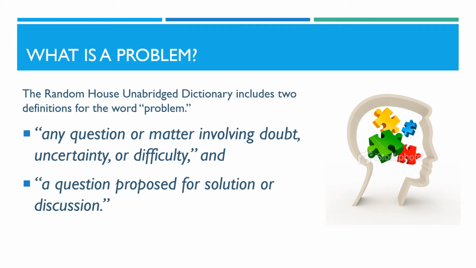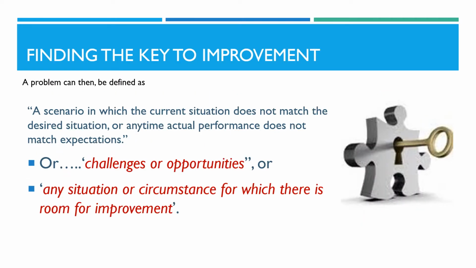The Random House Unabridged Dictionary includes 2 definitions for the word problem: any question or matter involving doubt, uncertainty, or difficulty, and a question proposed for solution or discussion. A problem can also be defined as a scenario in which the current situation does not match the desired situation, or any time actual performance does not match expectations, or challenges or opportunities, or any situation or circumstance for which there is room for improvement.